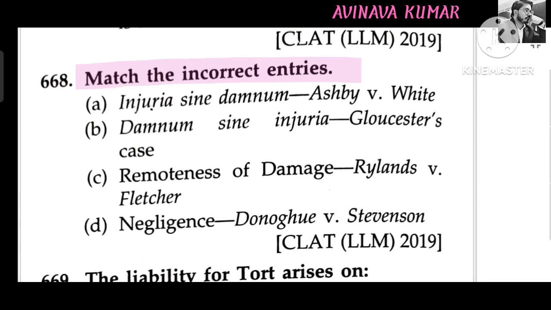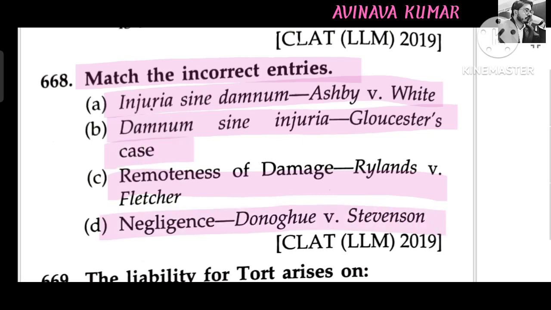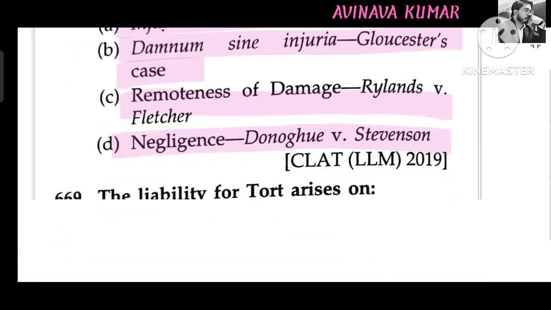Match the incorrect entries. C is incorrect. Which one is right? Injuria sine damno, Ashby versus White. Damnum sine injuria, Gloucester case. Negligence, Donoghue versus Stevenson.